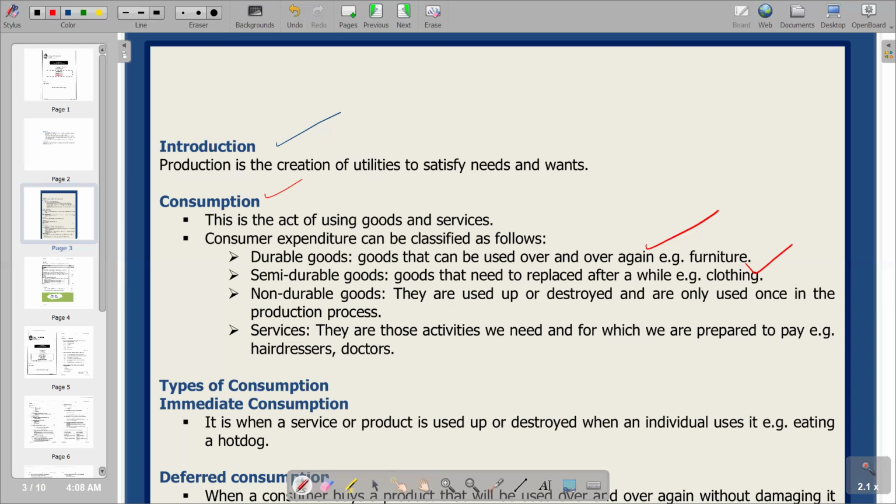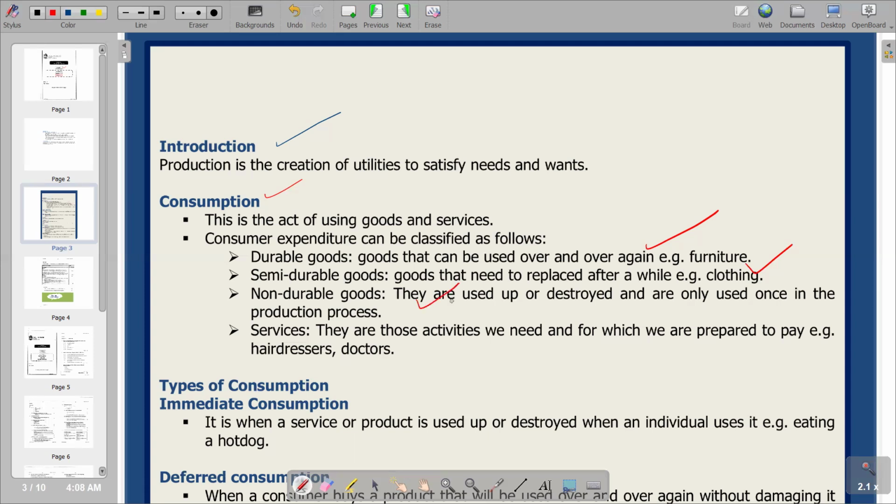Then we move on to non-durable goods now. These are goods that are used up or destroyed and are only used once in the production process. Basically, non-durable goods are anything that loses its economic value in one use. We are saying these are used up or destroyed and are only used once in the production process. That is our non-durable goods.